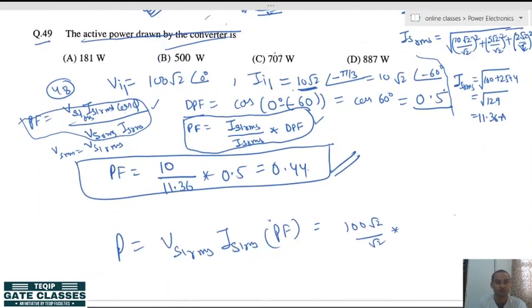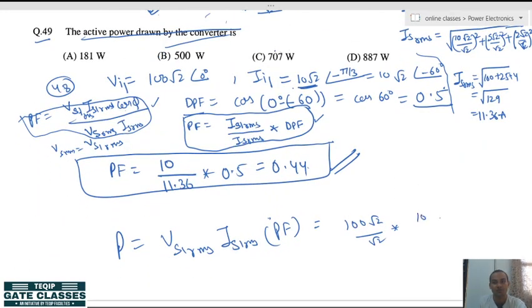component is 10 root 2 by root 2 into 0.44. So what you will get here is 1000 into 0.44. All right. So it is approximately 440 watts.